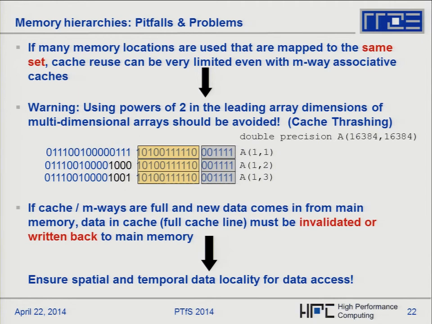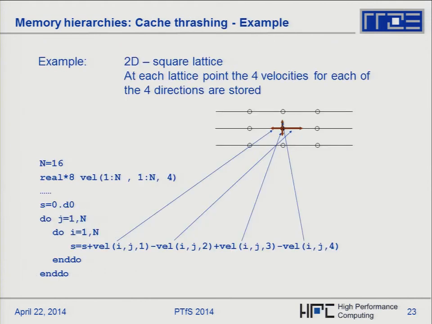So this is what happens, or what can happen, if you use powers of 2 in the leading dimension. So okay, let's have a simple example. We have a 2D square lattice. This is not quite a stencil code, but almost. On each lattice point, we have 4 data elements stored. Let's say these are 4 velocities, so we store velocities in 4 directions. If you know lattice Boltzmann, think in terms of lattice Boltzmann. If you don't, just accept it. We have 4 velocity components stored on each lattice point.